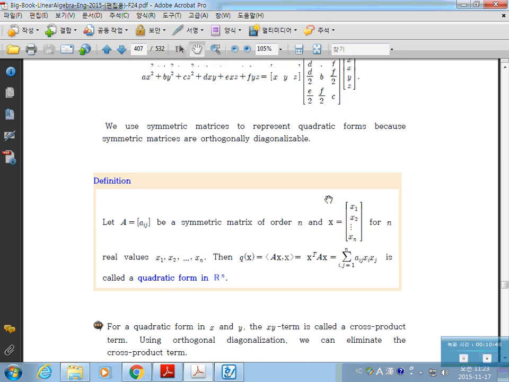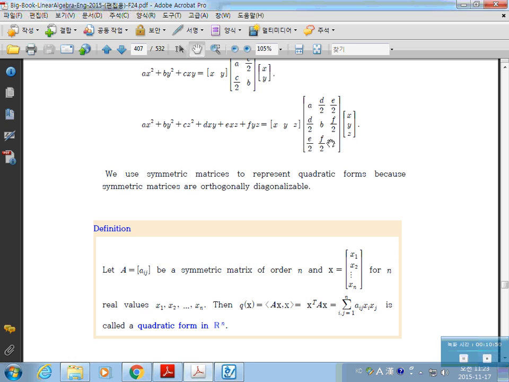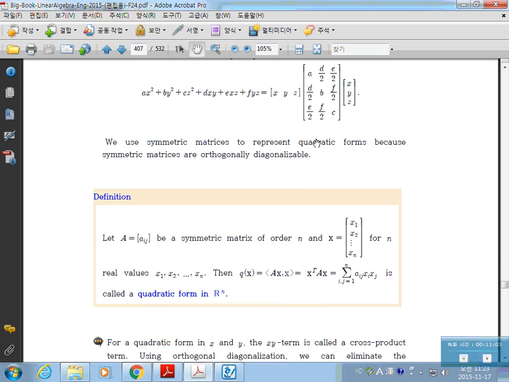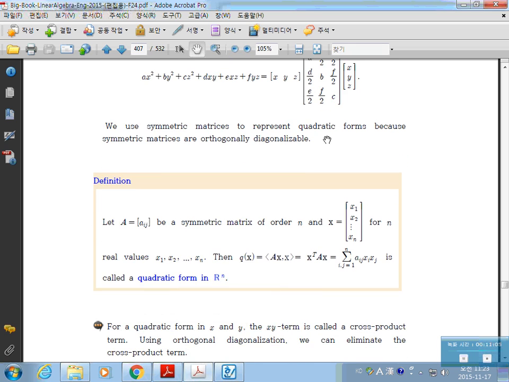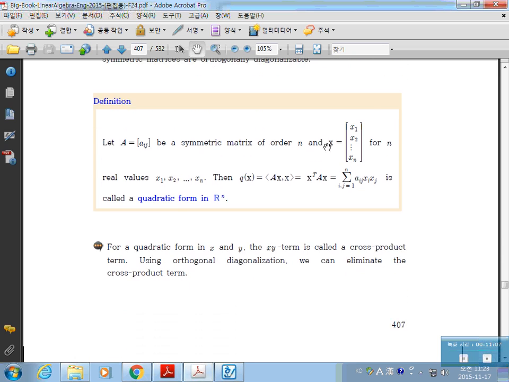The important thing is that this is a symmetric matrix. So this matrix is orthogonally diagonalizable. We can use all the properties that we have learned in the earlier section.